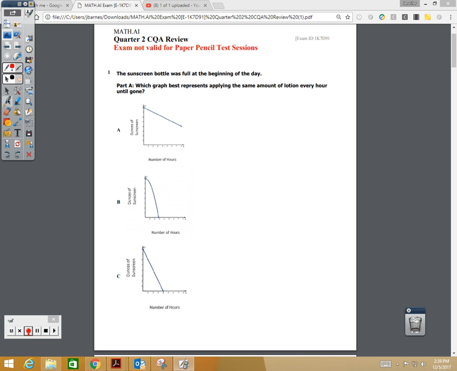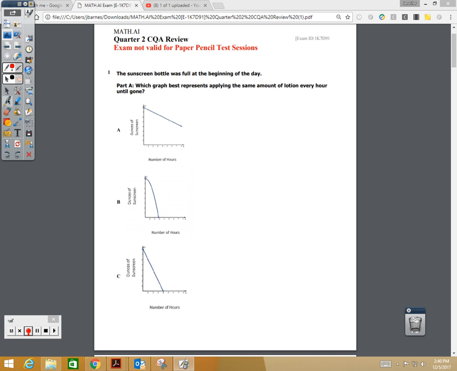So question number 1 says, the sunscreen bottle was full at the beginning of the day. Part A, which graph best represents applying the same amount of lotion every hour until gone? So again, it was full. We're applying the same amount every hour. So it's going to be gradually declining, the amount in the tube, and then it's going to be gone.